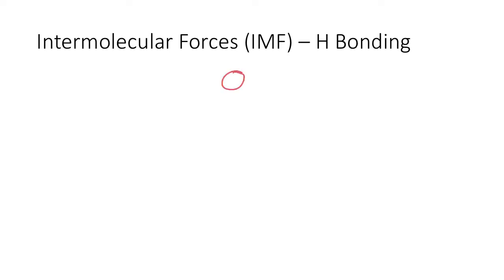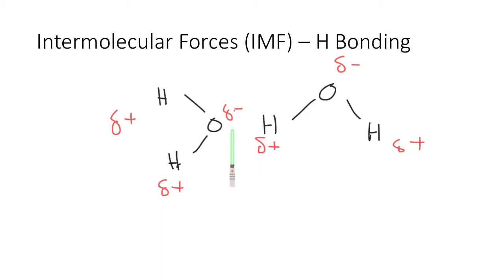It only happens when we've got oxygen bonded to hydrogen, nitrogen bonded to hydrogen, or fluorine bonded to hydrogen within a molecule. And that gives rise to strong forces of attraction between molecules. So with water here, the slightly negative end of the molecule can interact with the slightly positive end of a neighbouring molecule. So we end up with these strong forces of attraction between these two molecules.